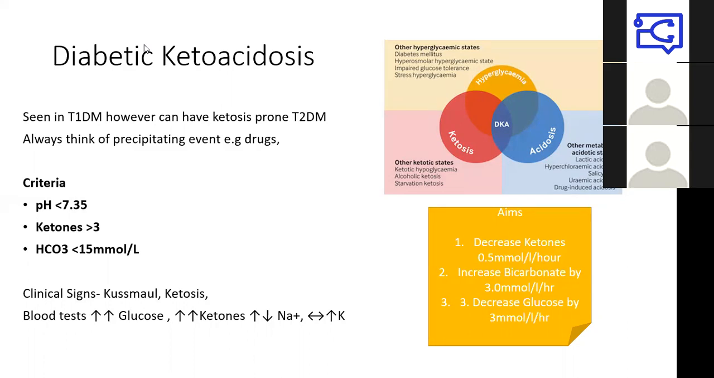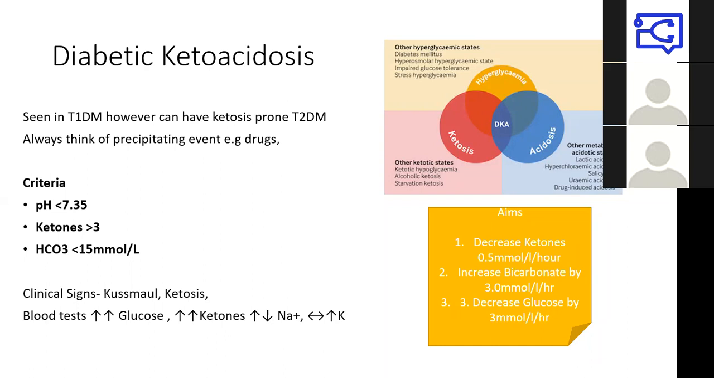Now, when we are treating these patients, and we know that the major way of treating patients is through insulin, and we're going to go on to that, we have particular metabolic targets in mind. The most important thing, actually, is for you to resolve the ketosis. And the ketosis can lag behind the glucose falling, all right? So decreasing the ketones by 0.5 millimoles an hour is very important. You want to see that the bicarb increases by around 3, and the glucose decreases by about 3 millimoles per hour.